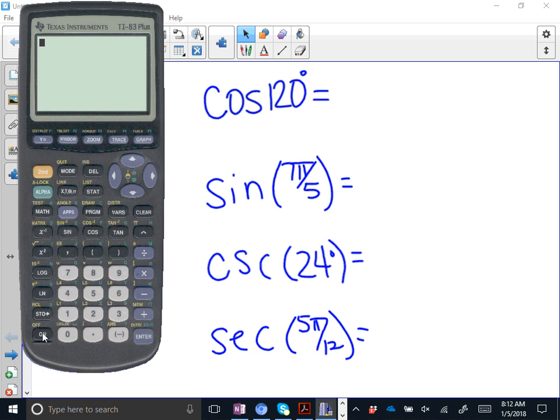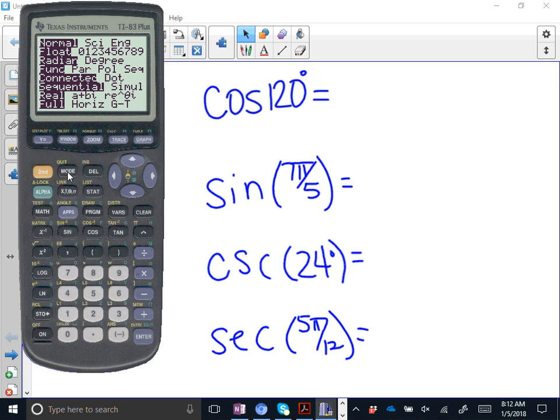Up here at the very top, right next to the second button, there's a button called Mode. Click it and it'll give you a menu. We want to be in degree mode. Anything that's highlighted is the mode that is selected. Right now, is my calculator in degree mode? It is not. So I need to arrow down and select degree mode. Now that is highlighted instead of radian, we're good to go. To get out of this menu, you just have to press second quit.